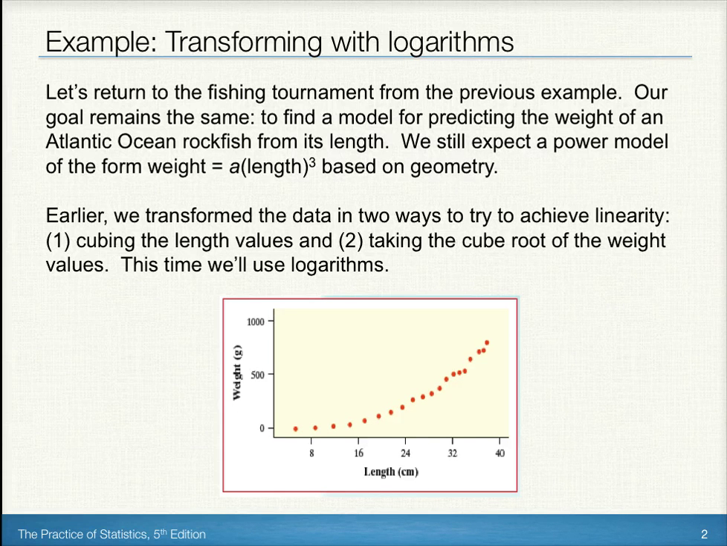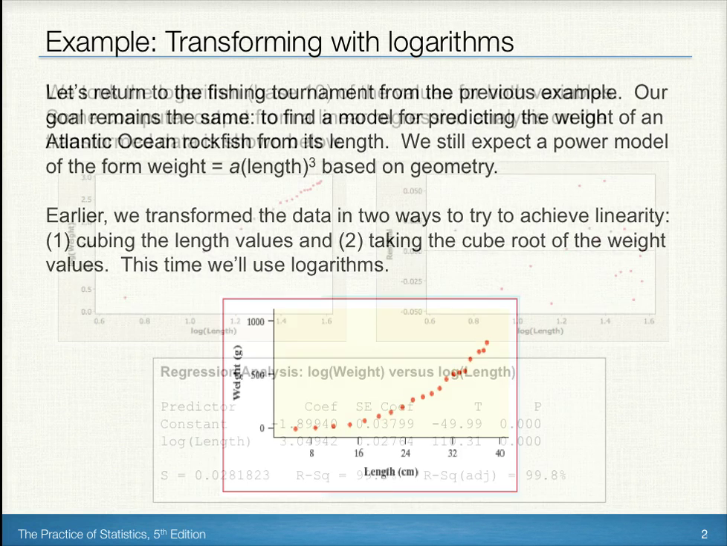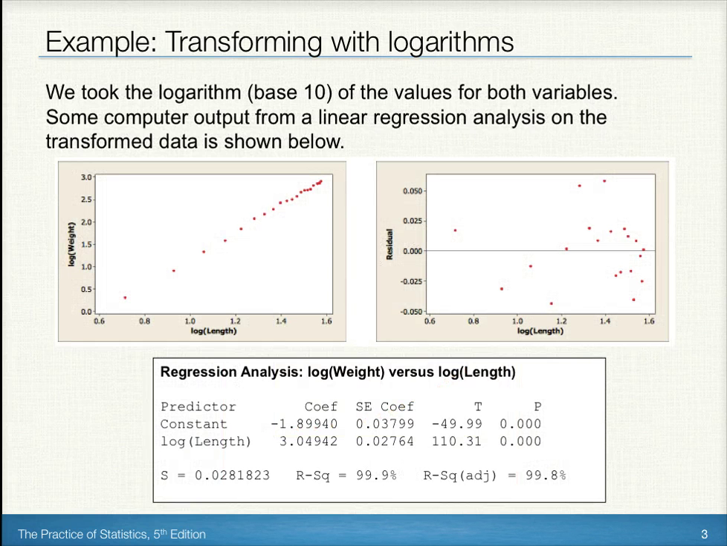Now earlier we transformed the data in two ways to try to achieve linearity. First, we cubed the length values, and second, we took the cube root of the weight values. This time, we'll use logarithms. Now, let's say we took the logarithm base 10 of the values for both variables. Some computer output from a linear regression analysis on the transformed data is shown below.